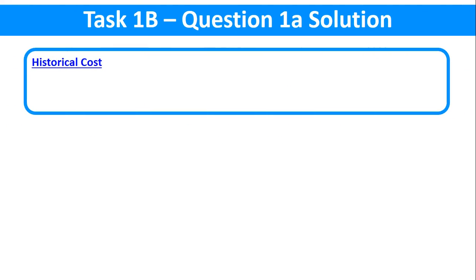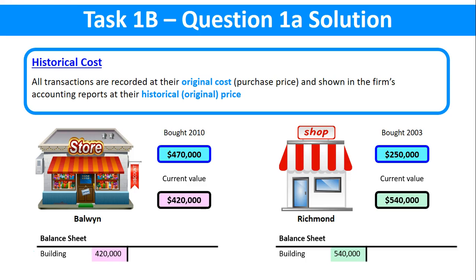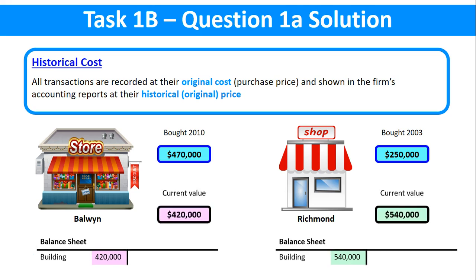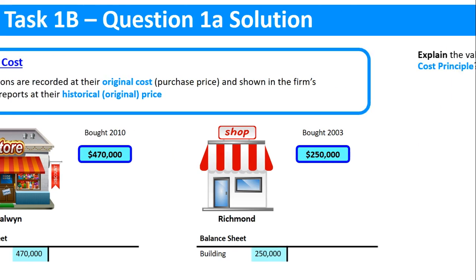Well, the first thing we need to do is remember what the historical cost principle is. The definition is: all transactions should be recorded at their original cost or purchase price in the firm's accounting reports. Based on that, we actually wouldn't revalue either of these properties to their current market value. Balwyn shouldn't be $420,000 and Richmond shouldn't be $540,000. They should go back to what they were bought at originally, in 2010 for Balwyn and 2003 for Richmond.